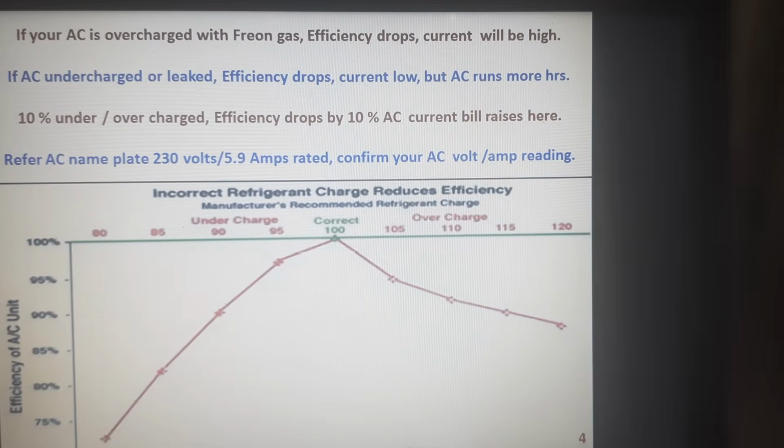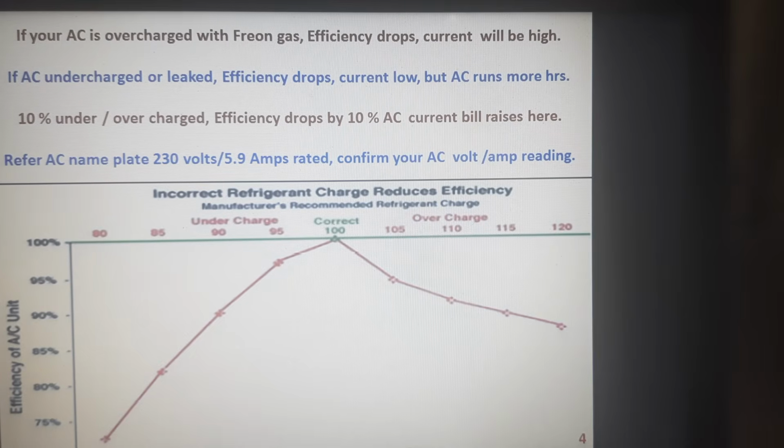Next, why is your AC taking higher amps and higher electricity bills? If your AC is overcharged with freon gas during the installation, the efficiency drops and the current will be high. If the AC is undercharged or leaking minutely over a few months or over a year, then the efficiency drops and the current becomes low, but the AC runs for more hours of the day. So either 10% undercharged or 10% overcharged, the efficiency drops by 10%, and the AC bills will also rise by 10% minimum.